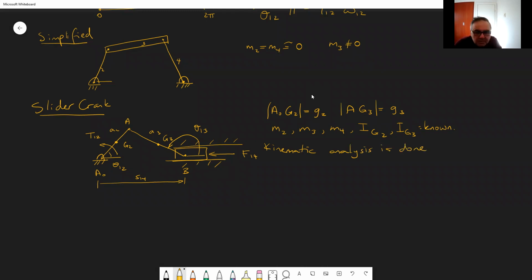So we have theta 1,2, theta 1,3, and S14. And then omega 1,2, omega 1,3, and let's say S14 dot, let's call it V14. And then we have alpha 1,2, alpha 1,3, and A14. These are all known. We assume that these are known.